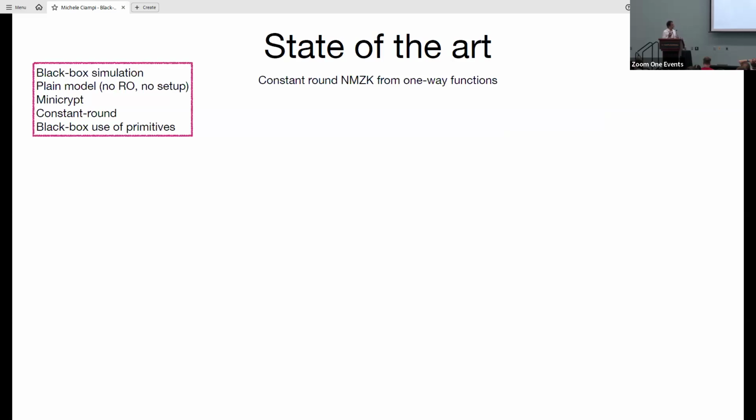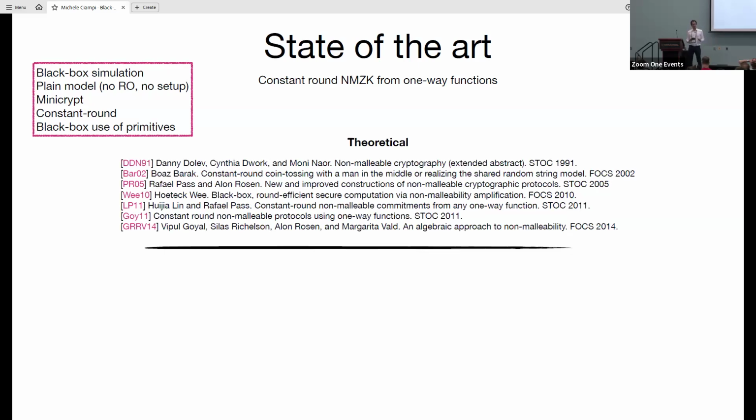What is the setting we consider here? We are in the plain model, so we assume no random oracle and no setup. The type of simulation we have is black box, so you have only black box access to your adversary. We focus on constant round protocols. In terms of assumptions, we like Minicrypt in particular. The goal here is to construct a protocol relying on one-way functions only. Moreover, we would like to use these primitives in a black box way. And this is more or less the state of the art.